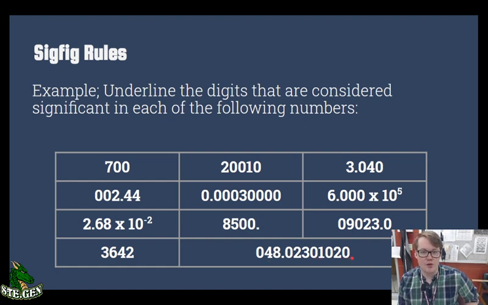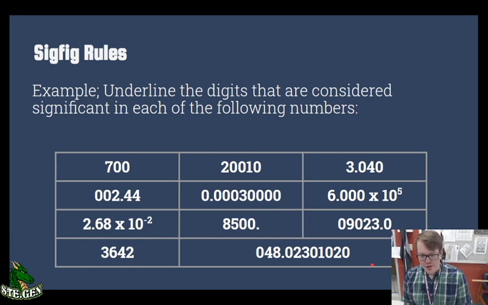We can just underline the whole number all the way back to that point. All these 2, 3s, and 1s will be significant. They are all non-zeros. And then all of these zeros are between significant figures, so they are also significant, meaning 48.02301020 would be all significant digits. That is 1, 2, 3, 4, 5, 6, 7, 8, 9, 10 significant figures.